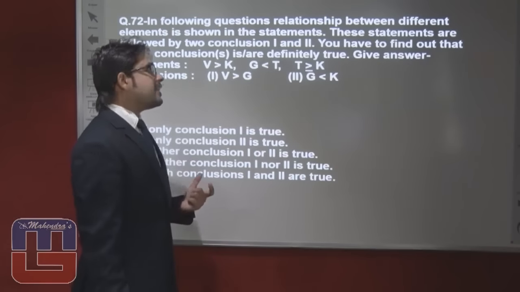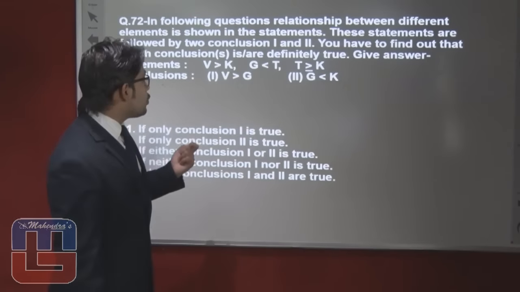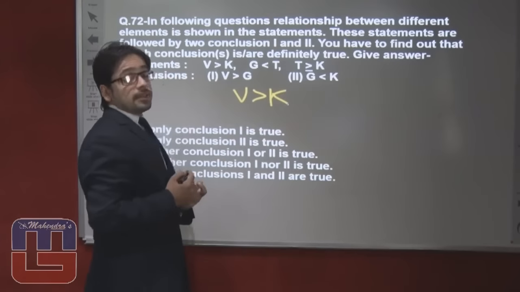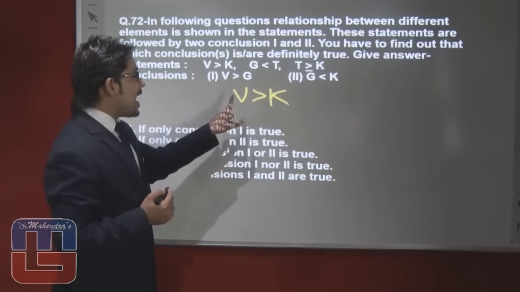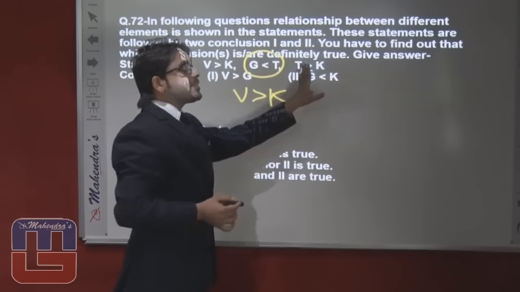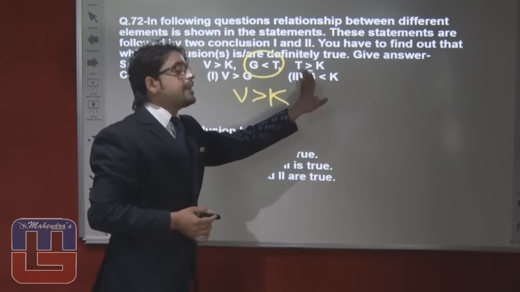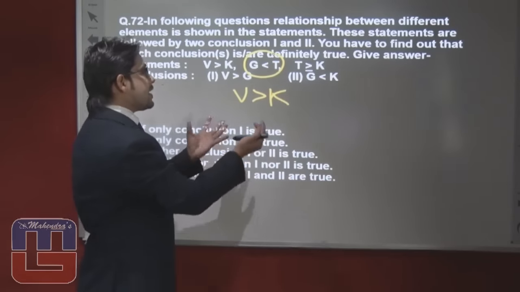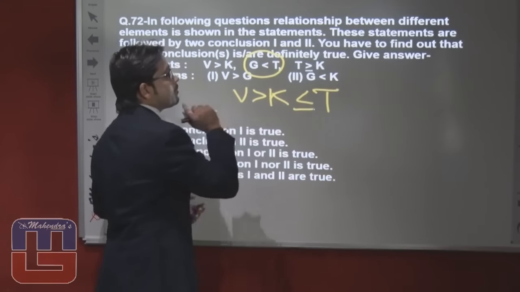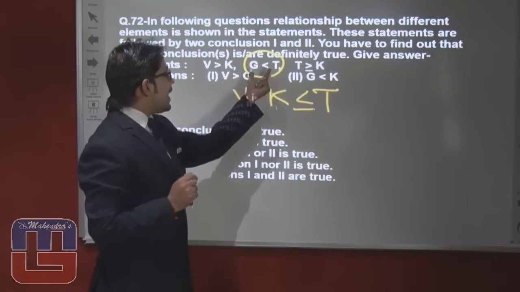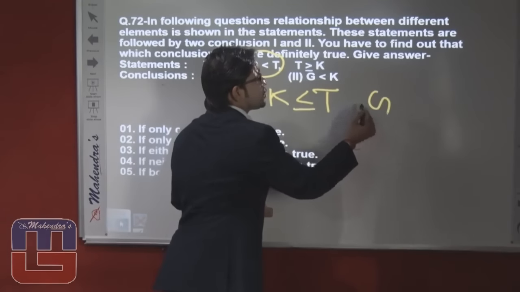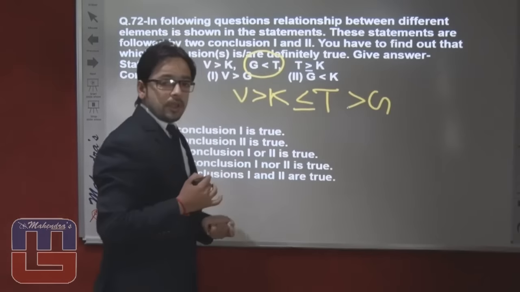In this question, again statements are given. You have to combine these three statements, that is v greater than k, g smaller than t. This time we have neither g nor t in the other statements, so we have to skip this statement. The third statement is saying t is greater than or equal to k. Now we can combine it: t is greater than or equal to k. Now we can easily combine g smaller than t to this statement, that g is smaller than t.